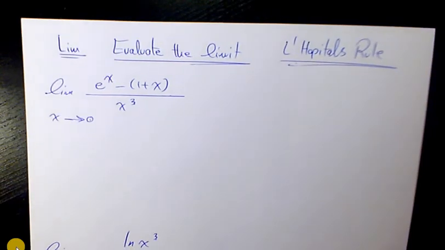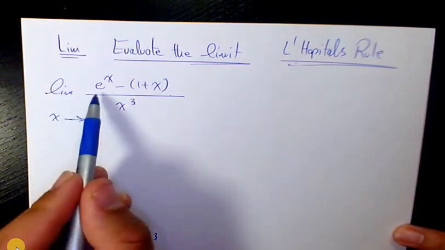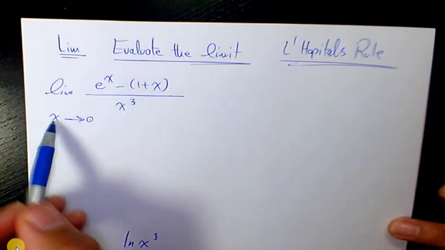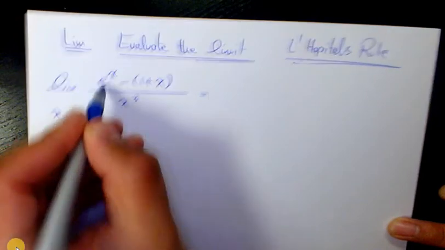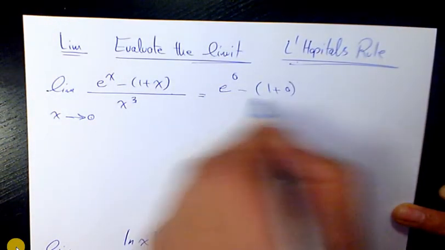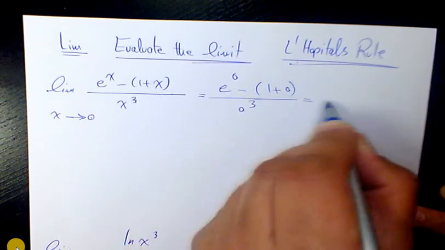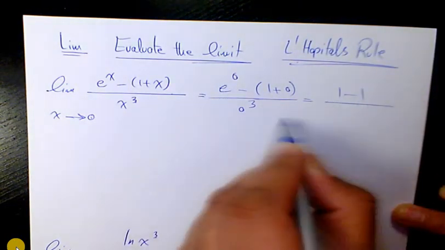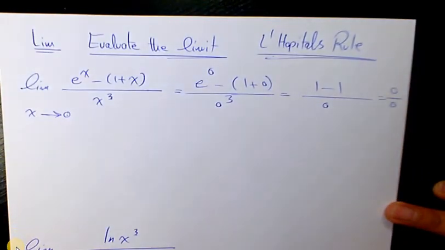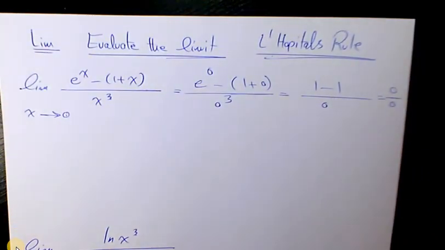Welcome to another video. In this video I want to evaluate the limit using L'Hopital's rule. First example is the limit of (e^x - 1 + x) divided by x^3 when x is approaching 0. When you substitute it there, it's going to be e^0 - (1 + 0) over 0^3. That's going to be 1 minus 1 over 0, which is going to be 0 over 0. It means that we need to use L'Hopital's rule since we are dealing with 0 over 0.